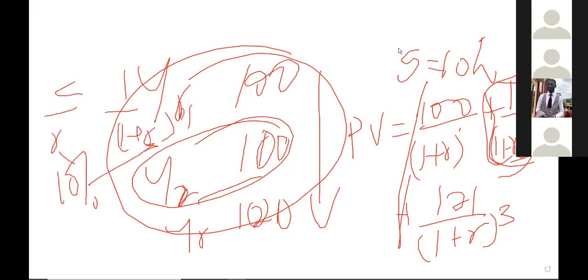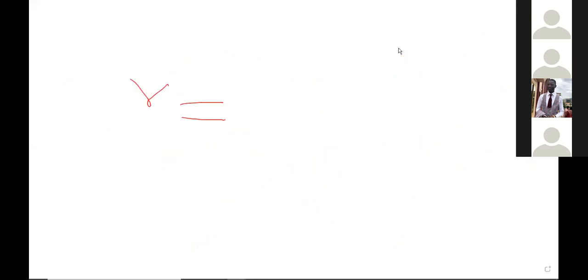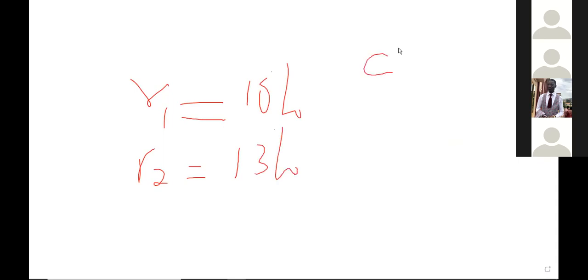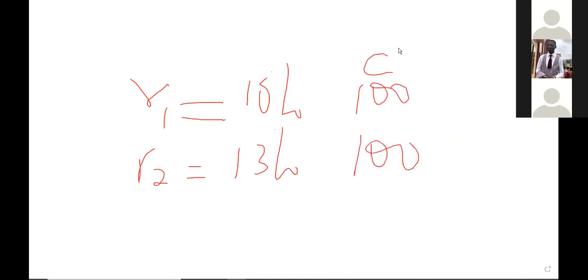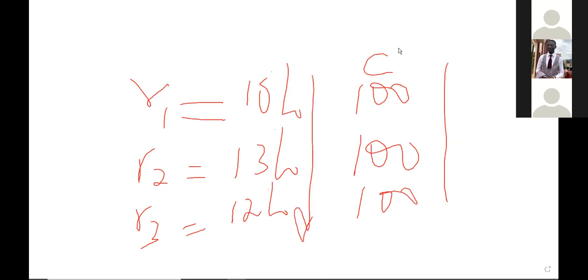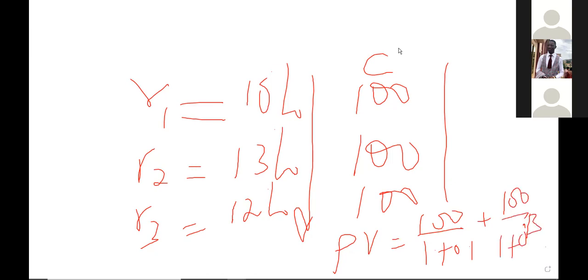But if the rates are different, let's say in year one they give you a rate of 10%, in year two a rate of 13%, and let's say the cash flow C in year one is 100, and year two is even 100. Let's say R3 is 12%, and this is also 100. Yes, these are constant cash flows, but which of the R's are you going to use? You cannot use one. So you go by the second formula, which is PV equals 100 over 1.1, i.e. 1 plus 0.1, plus 100 over 1 plus 0.13 raised to the power 2.